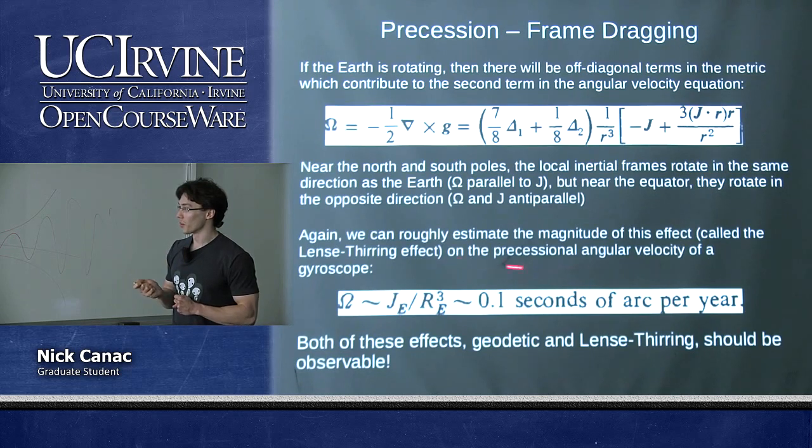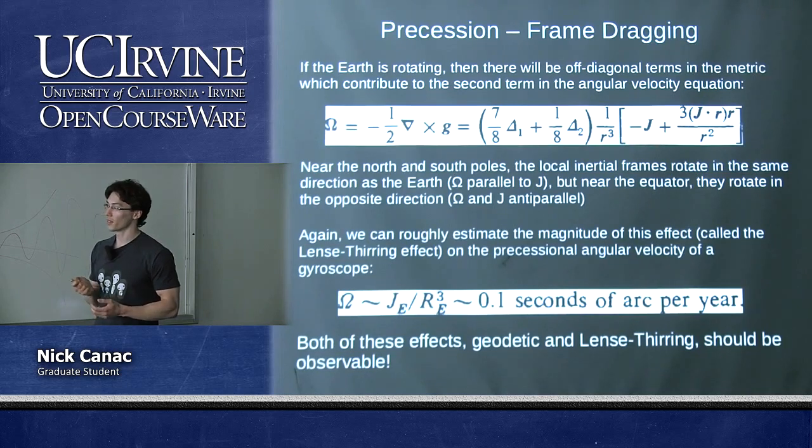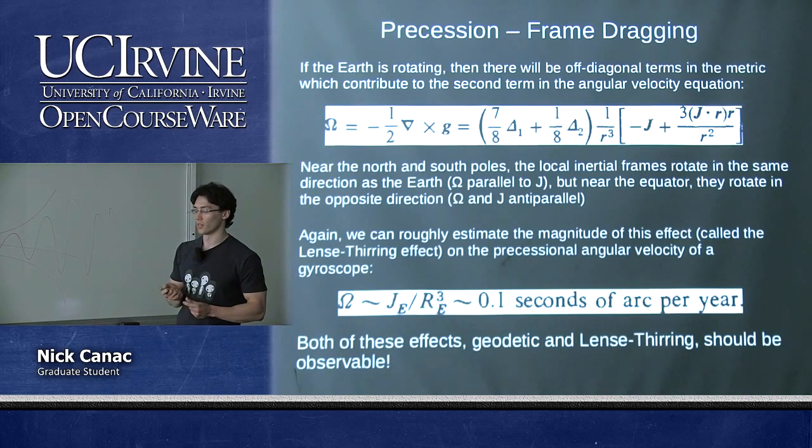So again, we want to try and get a rough estimate for the magnitude of this effect. So you put in some rough values, and you end up getting 0.1 arc seconds per year, which is about 2 orders of magnitude smaller than the geodetic effect. But still, both of these effects, the effect due to frame dragging is called the Lense-Thirring effect.